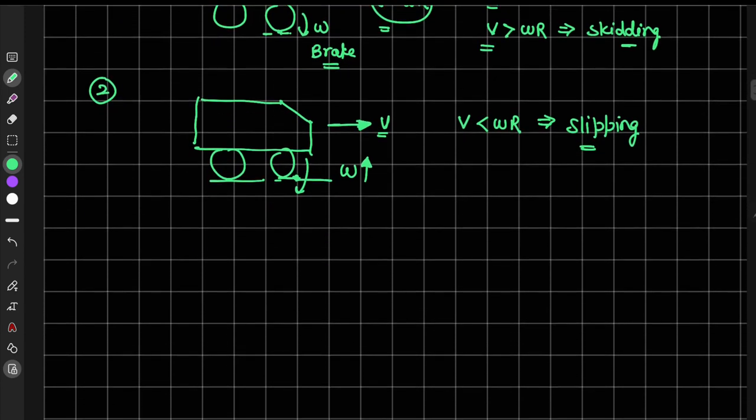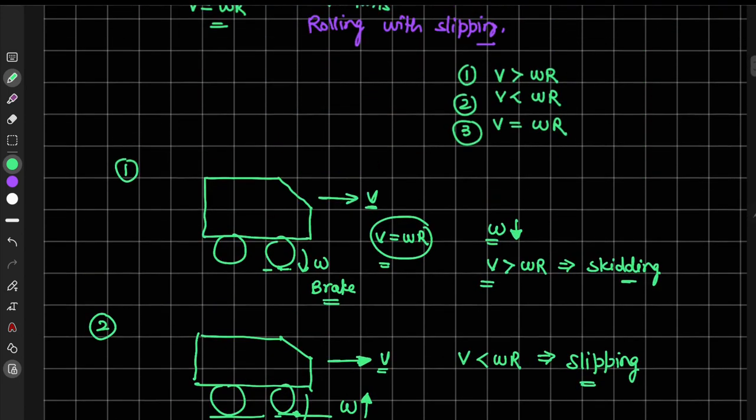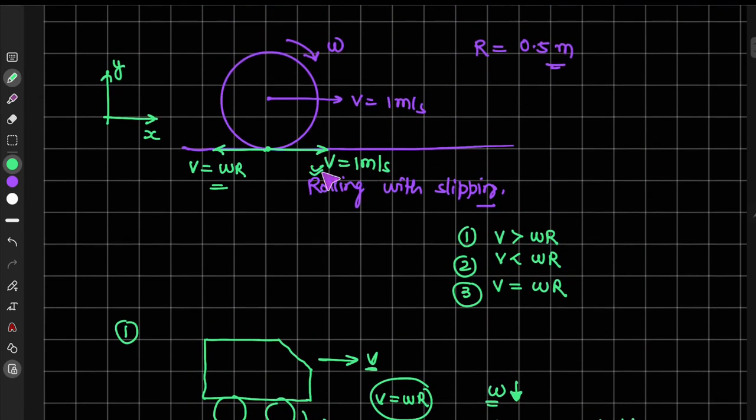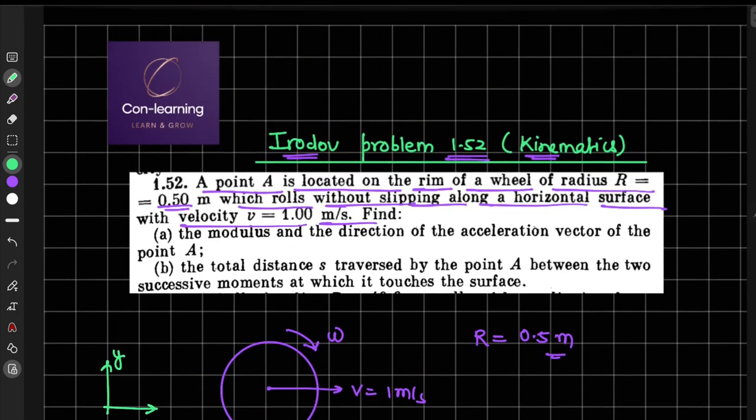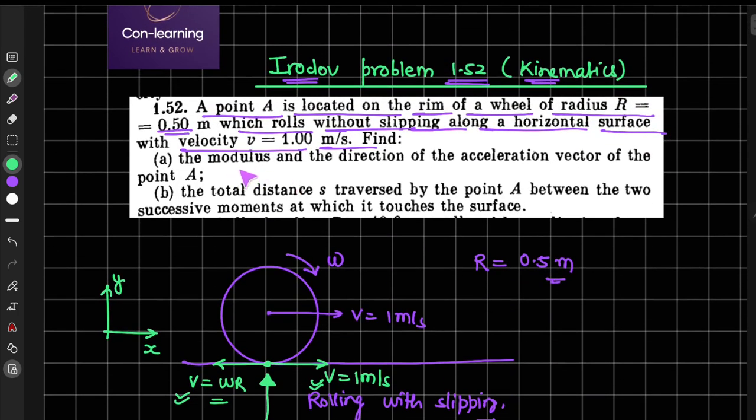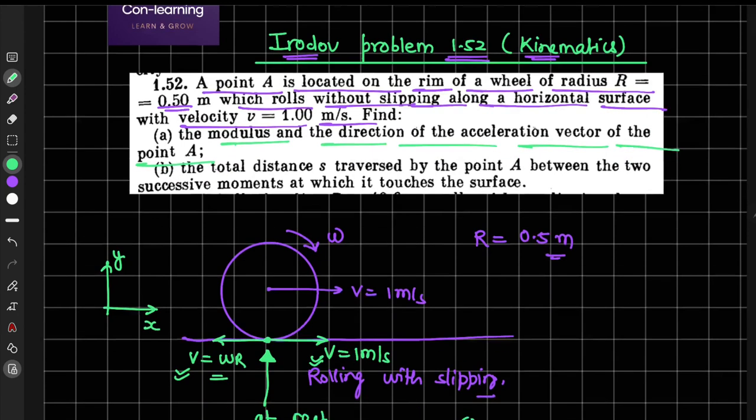Now take the third case, that is v equal to omega r. In this case, this velocity and this velocity are both the same, so momentarily this point will be at rest. This is the condition of pure rolling, where v is equal to omega r. Now let us come to our problem, in which we have to find the modulus and the direction of the acceleration vector of point A.